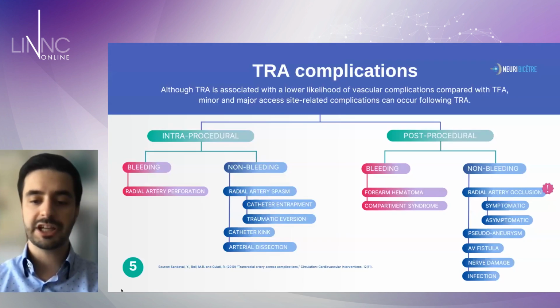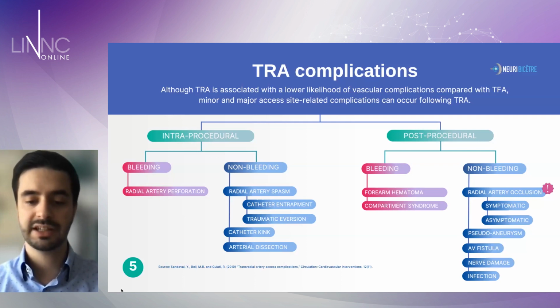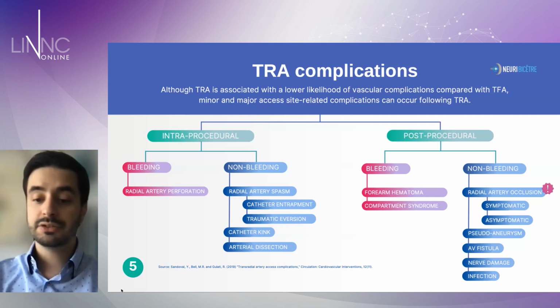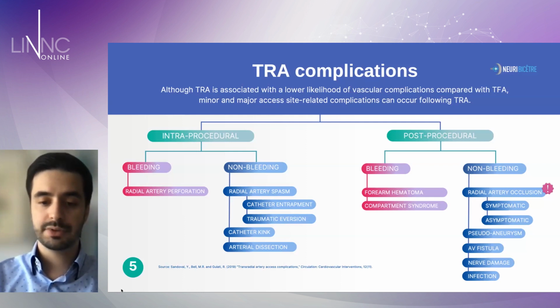So transradial complications can be divided into intraprocedural and post-procedural, and then divided into bleeding or non-bleeding events. Among these, the most feared are spasm, material kinks, and radial artery occlusion. Radial artery occlusion was already mentioned in the previous sections and can be avoided by a careful puncture technique with echo guidance, antithrombotics, and the smallest sheath possible.